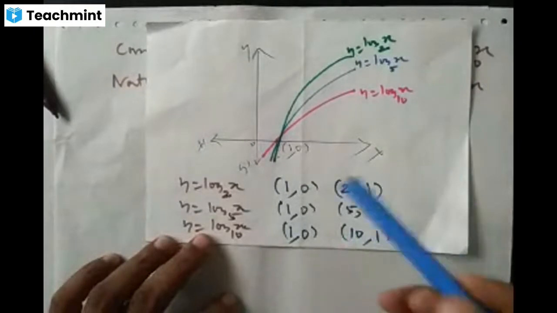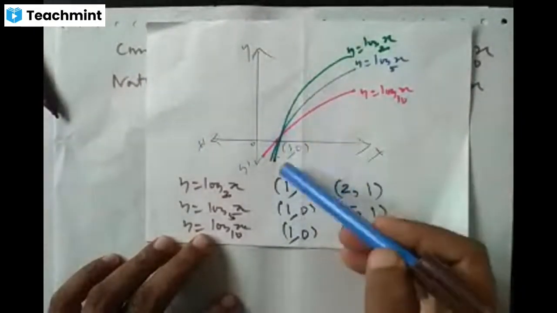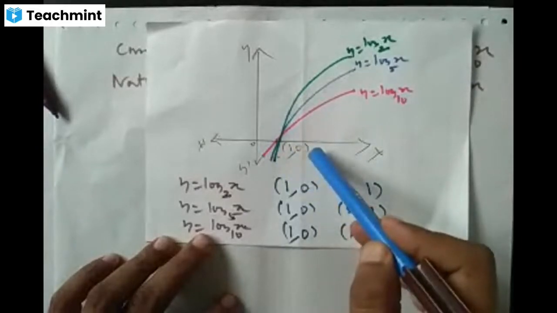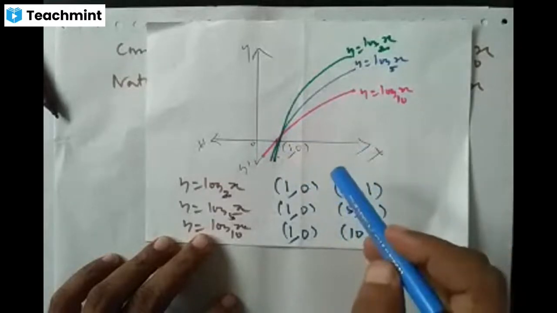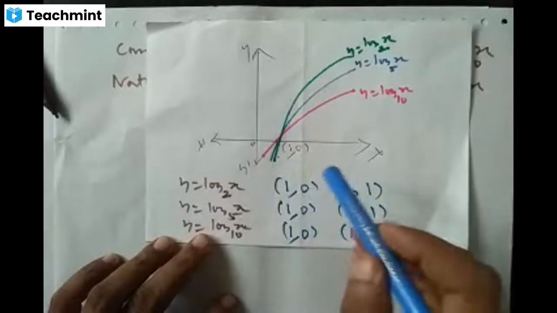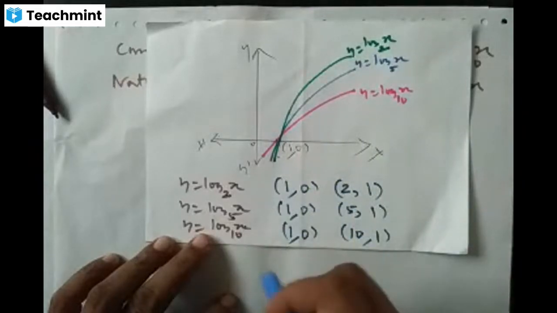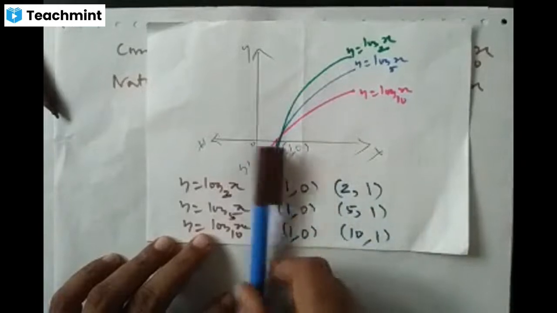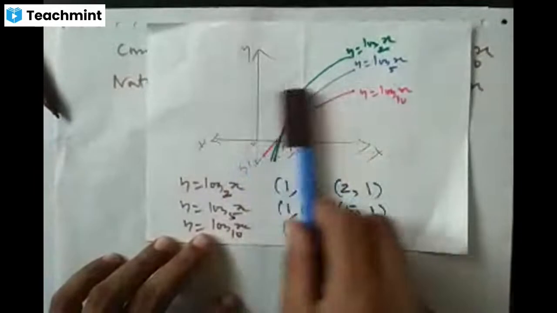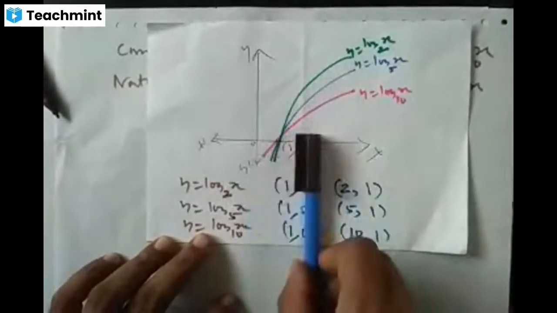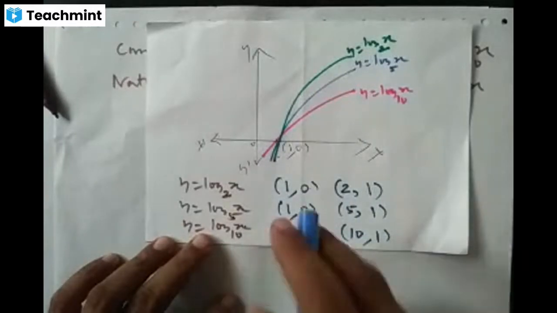Next, observation number 3. See, all the 3 curves pass through the point 1, 0. Or in other words, the point 1 comma 0 always lies on the graph of the logarithmic function, correct? Next, is it ever increasing? As we move from left to right along the x-axis, y increases, right? Therefore clearly the logarithmic function with base more than 1 is an ever increasing function.